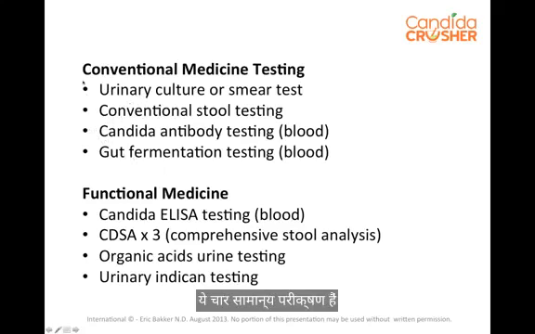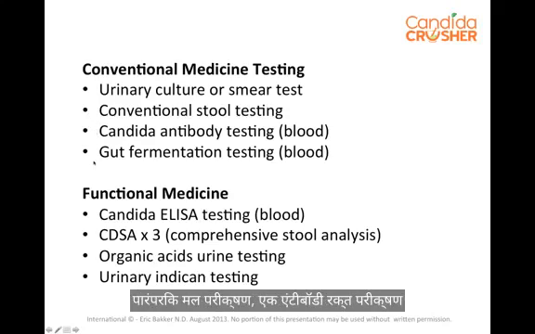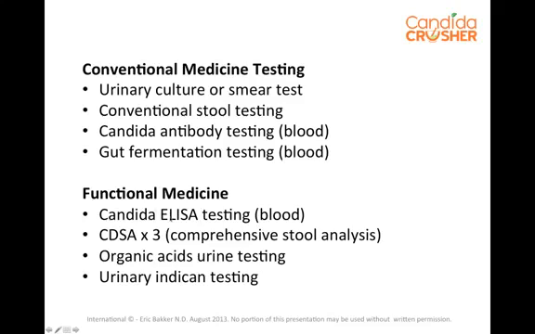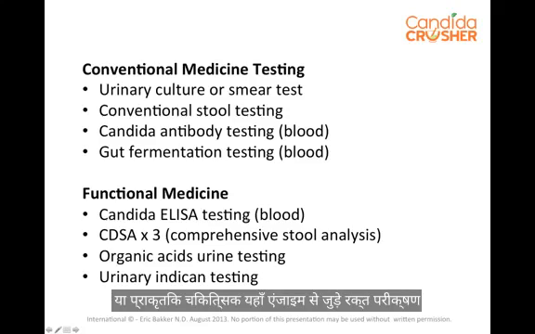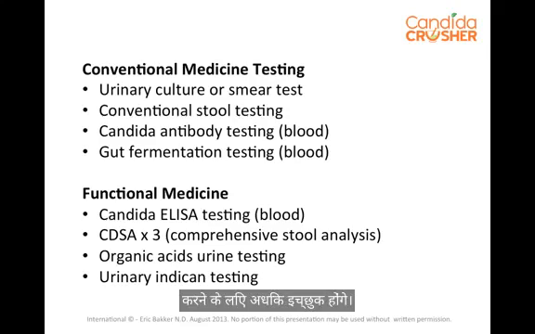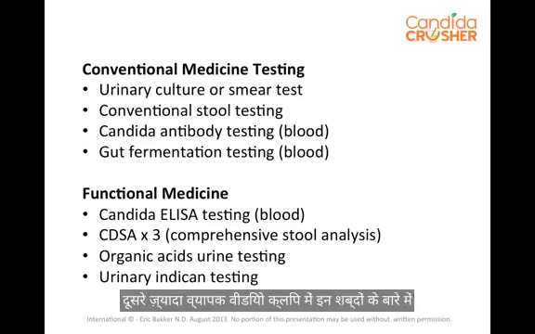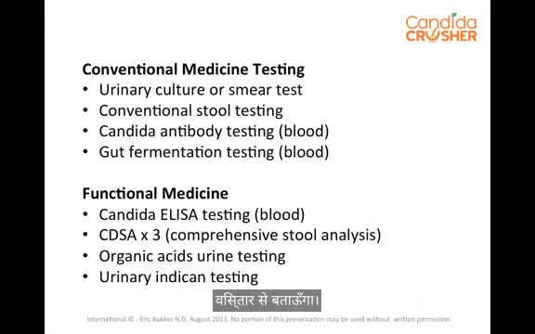So with conventional testing, these are the 4 general tests that a conventional doctor will do if he or she does deem candida to be a problem: urinary culture or smear, conventional stool test for a narrow range of pathogens, an antibody blood test, and a gut fermentation test, a particular blood test. But a functional medicine practitioner or naturopath will be more interested in the enzyme-linked blood test to determine various antibodies of candida, such as IgM, IgA, and IgG. These things may not mean much to you, all these terms I'm using, but I will certainly elaborate on these terms in other more comprehensive video clips in time on the Candida Crusher YouTube channel.